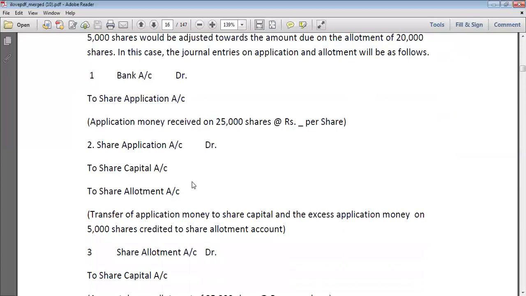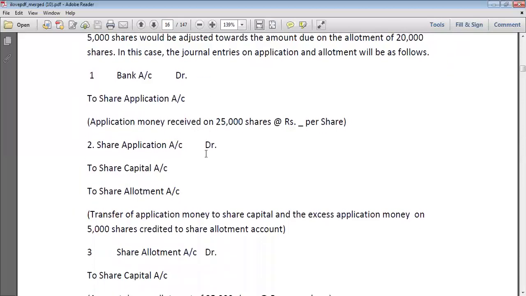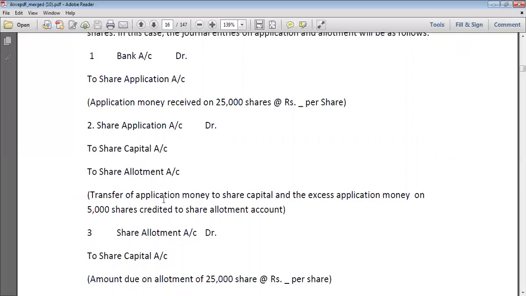And excess money will not be refunded. Even that excess application money will be adjusted towards the share allotment account. That's why we made an entry, share application account debit to share capital with the actual amount, that means on 20,000 shares. And on 5,000 shares, money will not be refunded, it will be adjusted on share allotment account. That's why we mention share allotment account here instead of bank account.